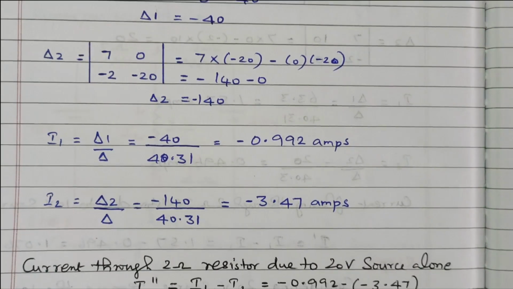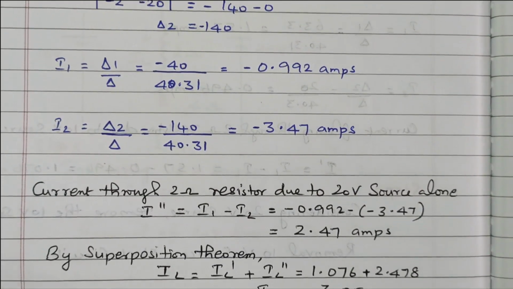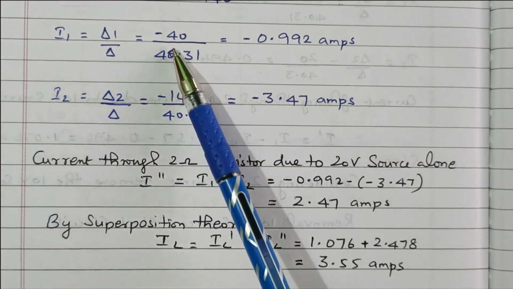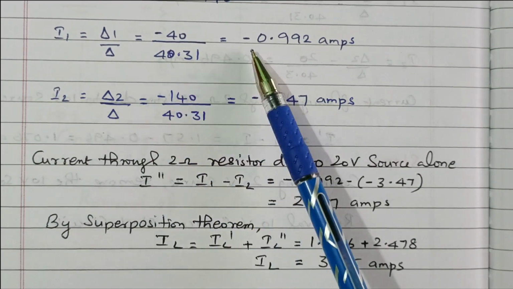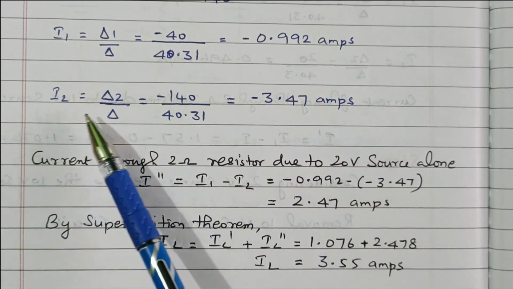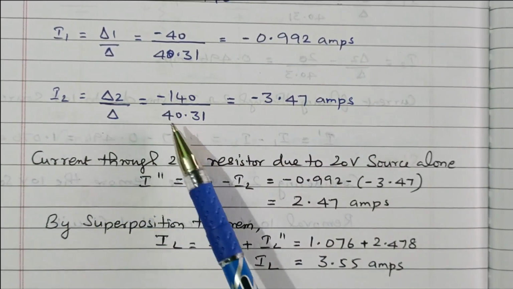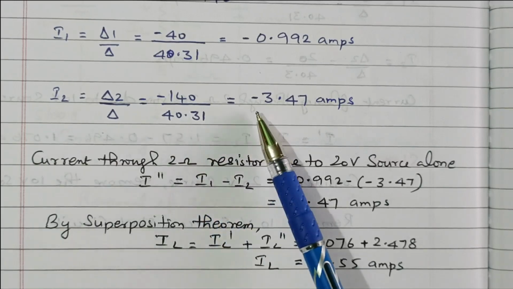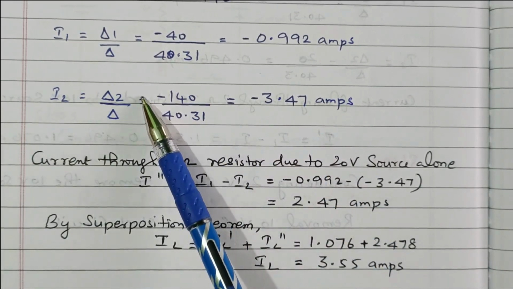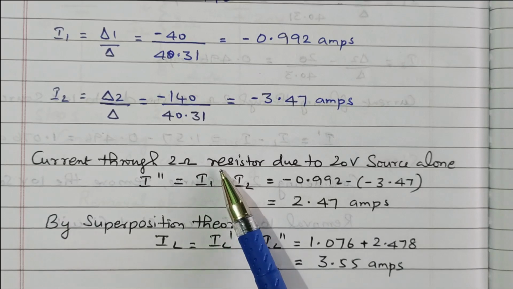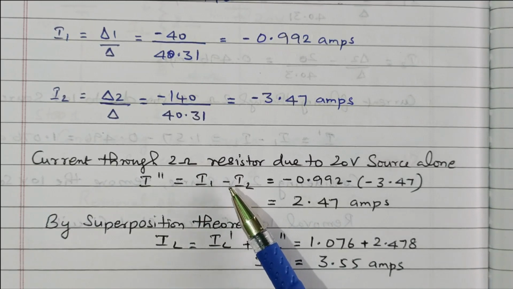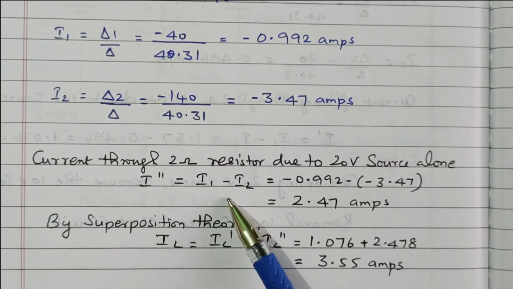So from this value we can now find the I1 and I2 values. I1 is nothing but del 1 divided by del. Minus 40 divided by 40.31, minus 0.992 ampere. Right. Similarly, I2 is del 2 divided by del, minus 140 divided by 40.31, so minus 3.47 ampere. Right. Now we calculated I1 and I2. What is the current flowing through the 2 ohm resistor? We already discussed: two currents are flowing. I1 is flowing downwards. I2 is flowing upwards. So the current is the difference between I1 and I2.